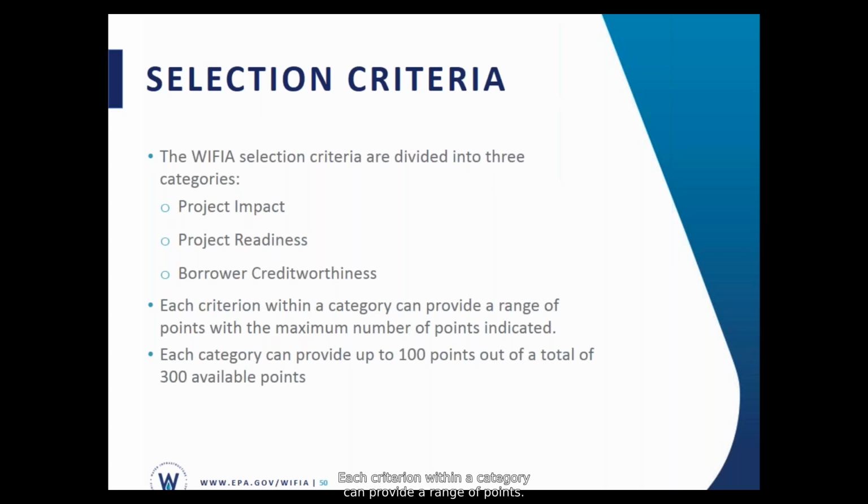Each criterion within a category can provide a range of points, and the maximum number of points is indicated in the NOFA, and I'll show you a table with that information on the next slide. Each of the three categories that I listed can provide up to 100 points out of a total of 300 available points. So at the end of our evaluation, we will calculate a score for each project, and the highest possible score that you could receive is 300 points.